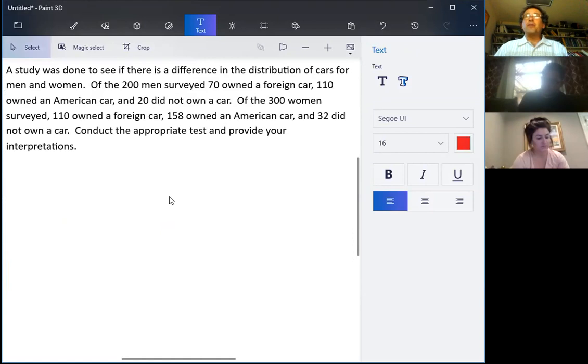Okay, so here's another example. A study was done to see if there's a difference in the distribution of cars for men and women. Of the 200 men surveyed, 70 owned a foreign car, 110 owned an American car, 20 did not own a car. Of the 300 women surveyed, 110 owned a foreign car, 158 owned an American car, and 32 did not own a car. Conduct the appropriate hypothesis test and provide your interpretations. All right, here's the question I have. How does this differ from the last one we looked at?